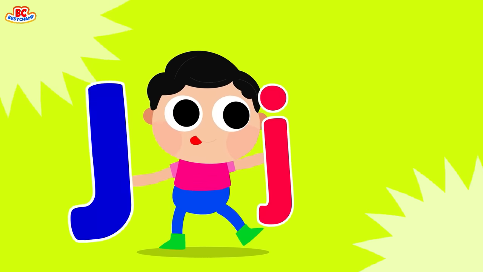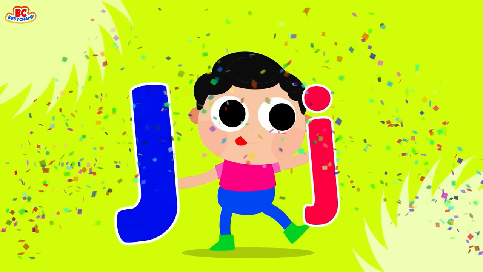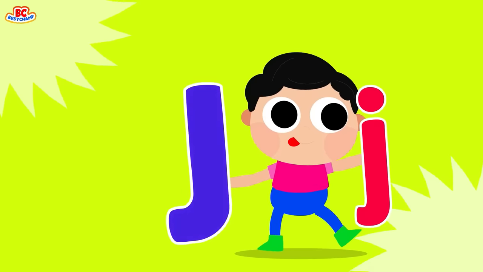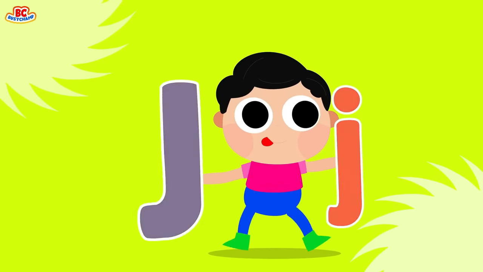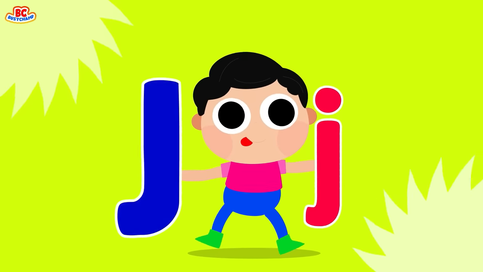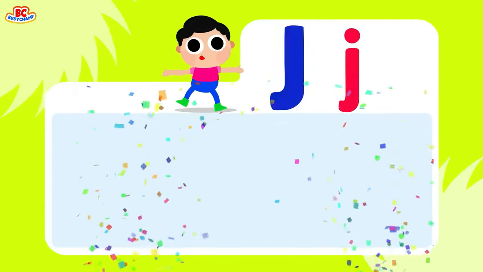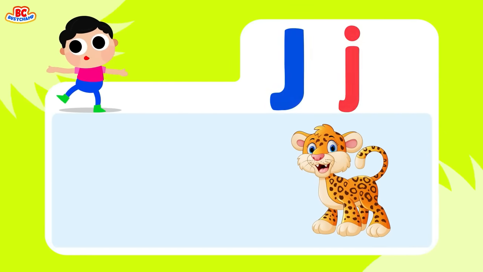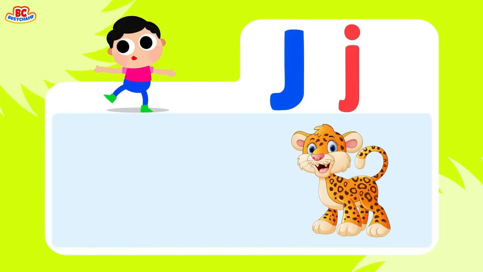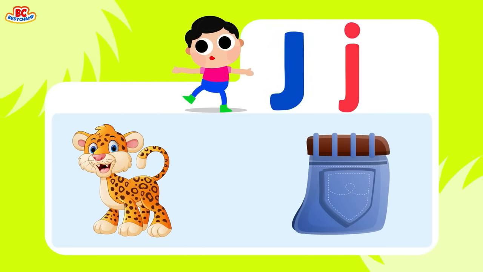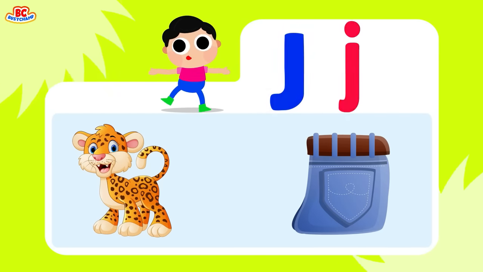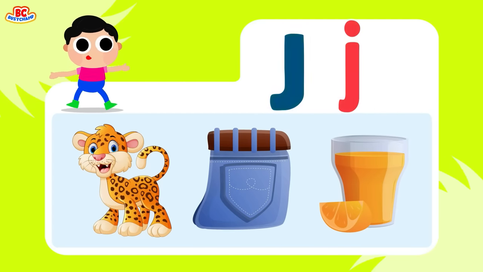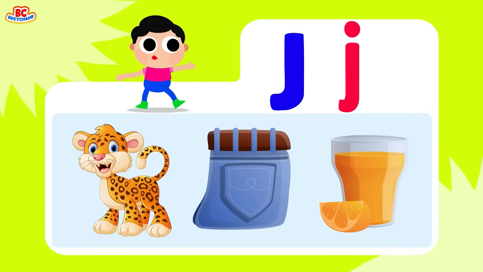Which alphabet can you see in my hands? I have the letter J in my right hand and its sound J in my left hand. And there are so many words that begin with letter J. J called jaguar. J, J, jaguar. J called jeans. J, J, jeans. J called juice. J, J, juice.